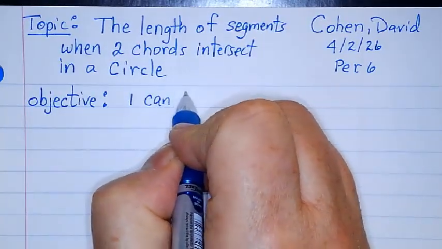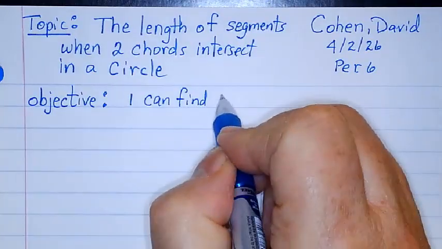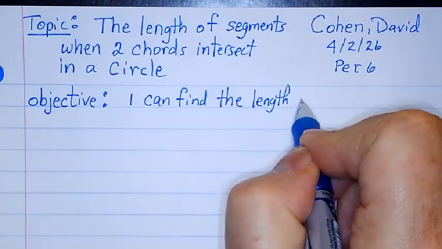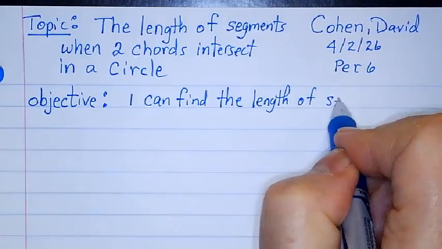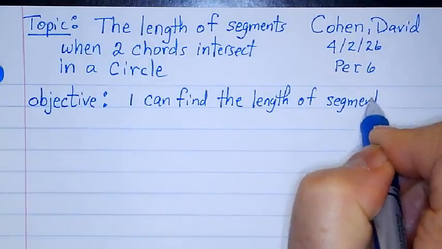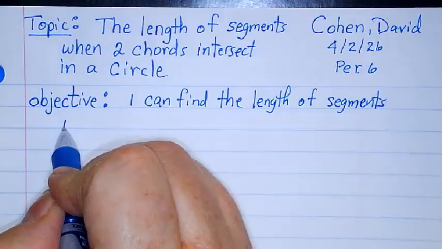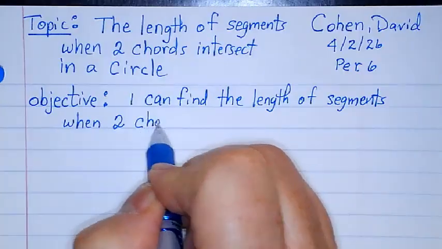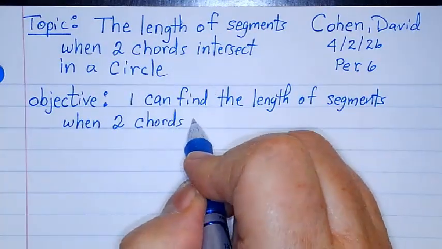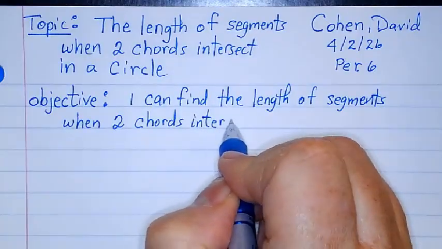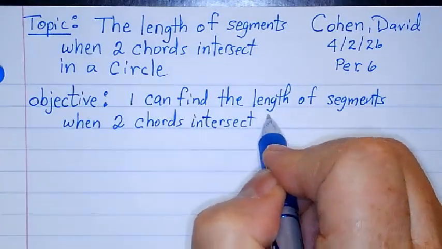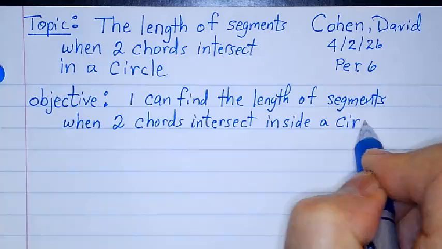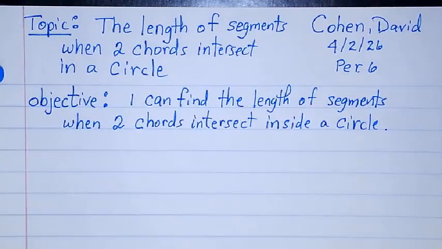I can find the length of segments when two chords intersect inside a circle. All right, copy that down.